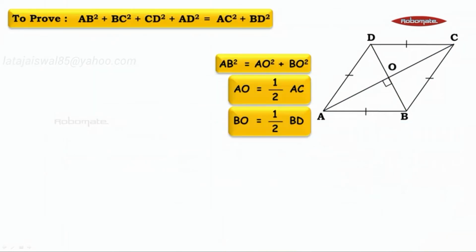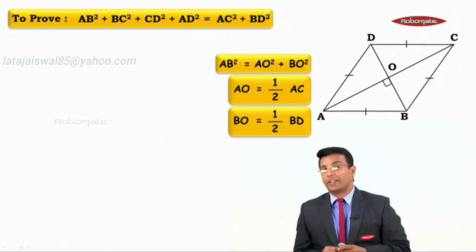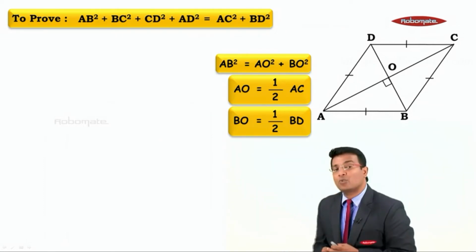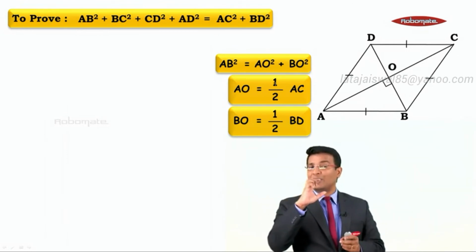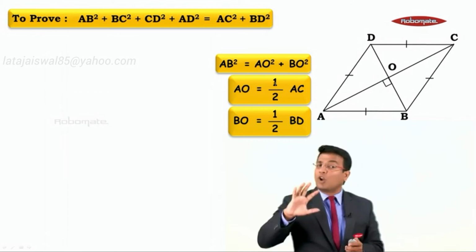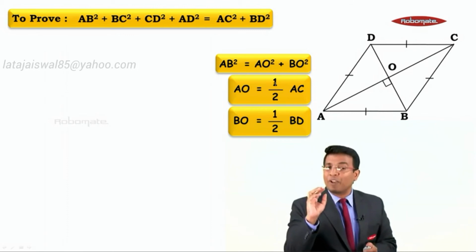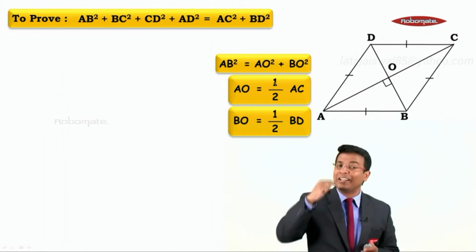Now it's very easy further. These are the things which we know, right? We know the first statement is AB square is equal to AO square plus BO square, which we got. And the next two are nothing but your statement number 2. Now the job is very easy. Somehow we just need to substitute the value of AO and the value of BO in that statement number 1.